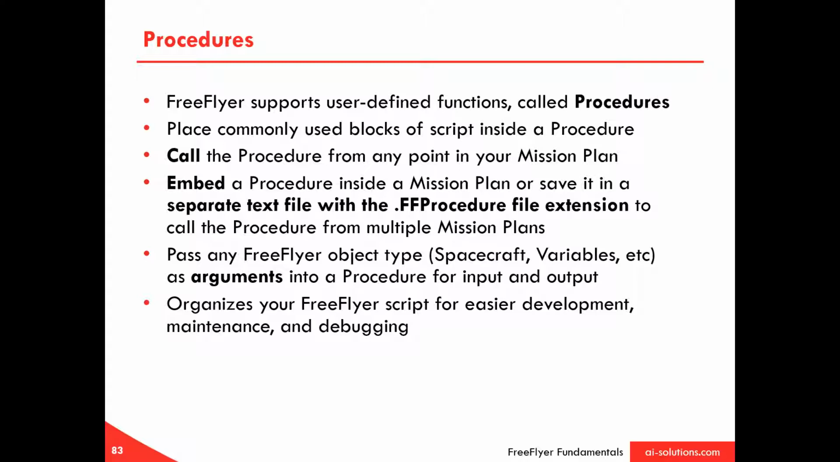You can save a procedure inside your mission plan, or you can save it in a separate text file to make it easy to call the procedure from multiple different mission plans. You can pass any FreeFlyer object type, like a spacecraft object or variable object, as an argument into a procedure for input or for output. Learning how to capture useful sections of your FreeFlyer script inside procedures lets you organize your mission plans better for easier development, maintenance, and debugging.